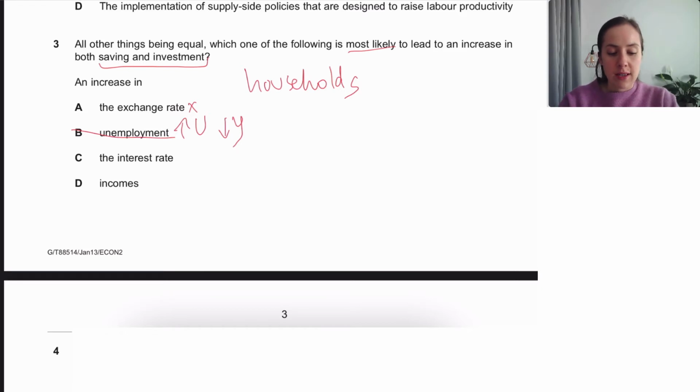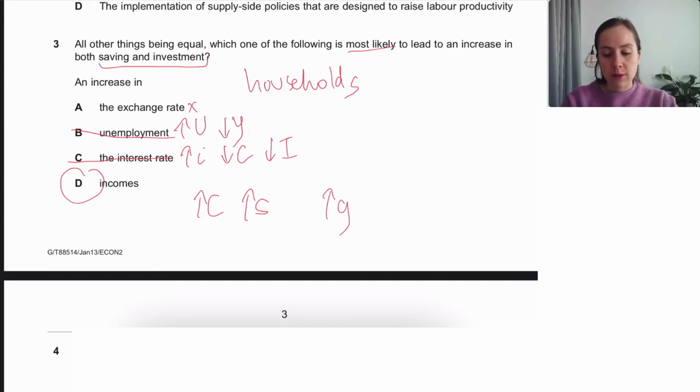An increase in the interest rate. This is going to reduce consumption, and would also reduce investment because firms also have to borrow sometimes to invest, to buy capital and machinery, and they won't do that with higher interest rates. We're left with incomes. If households have higher incomes, they will consume more, but they will also save more. And because there's more consumption in the economy, we can assume that firms predict that they will grow more, and as a result, they're going to want to invest.